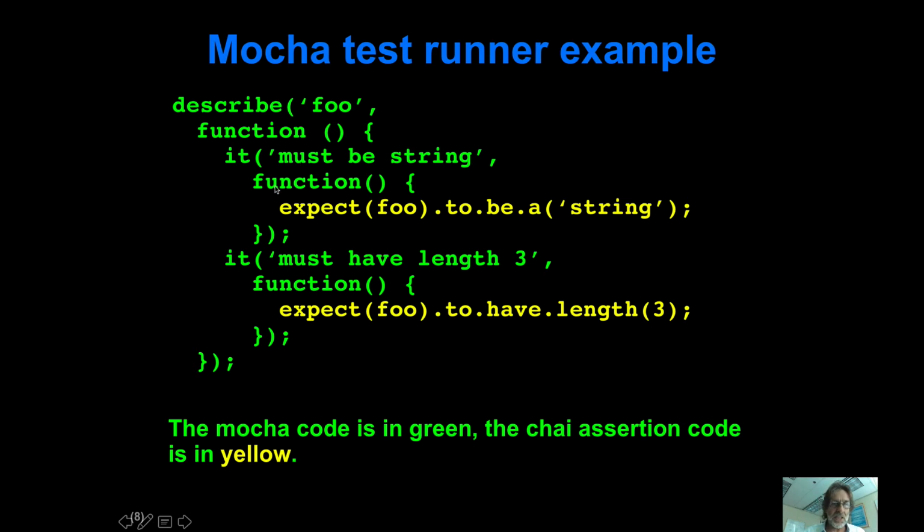And so you can see here, in this case, the function is just a single line of Chai code. So we say foo must be a string, and then you see in here, expect foo to be a string. Foo must have length 3, expect foo to have length 3. That kind of thing. So the Mocha code is in green, the Chai assertion code is in yellow. Okay, so that's how you combine these assertion libraries with these test runner libraries.